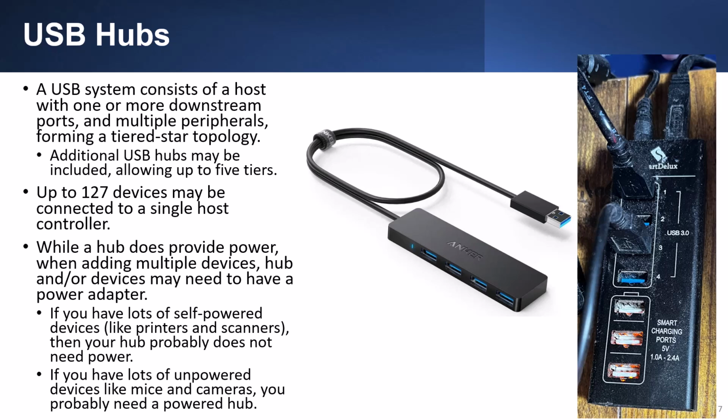A USB system consists of a host and one or more downstream ports and multiple peripherals, forming a tiered star topology. It supports up to 127 devices. Technically, you can add additional USB hubs that allow up to 5 tiers.